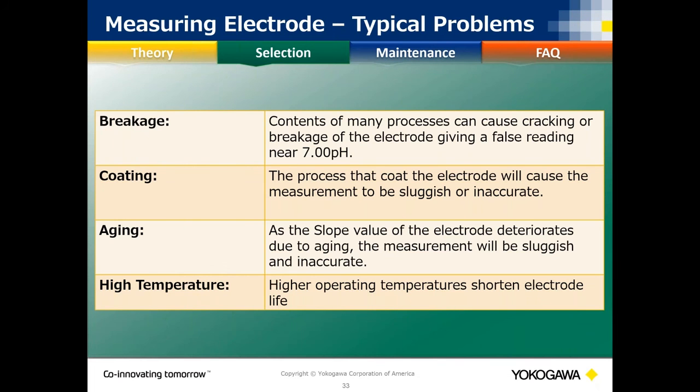Most common problems you're going to see with your reference pH glass is breaking. Obviously, something comes down, actually cracks the glass. It etches it, finally cracks it. You're going to see coating, aging, and temperature. Remember, the higher the temperature, the shorter the electrode life.